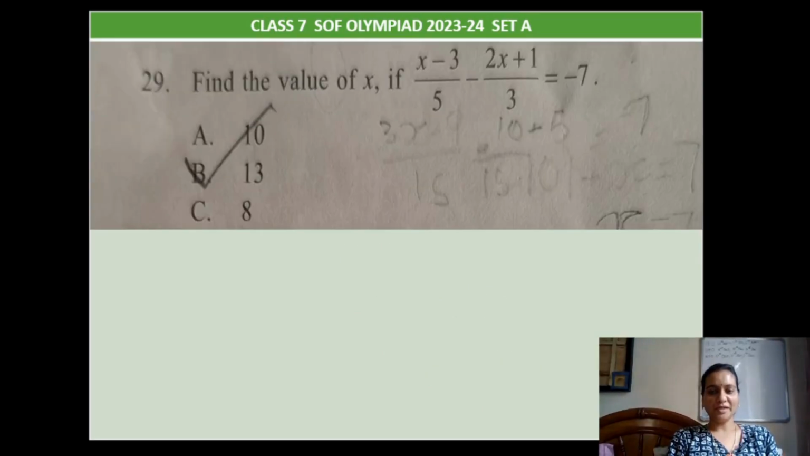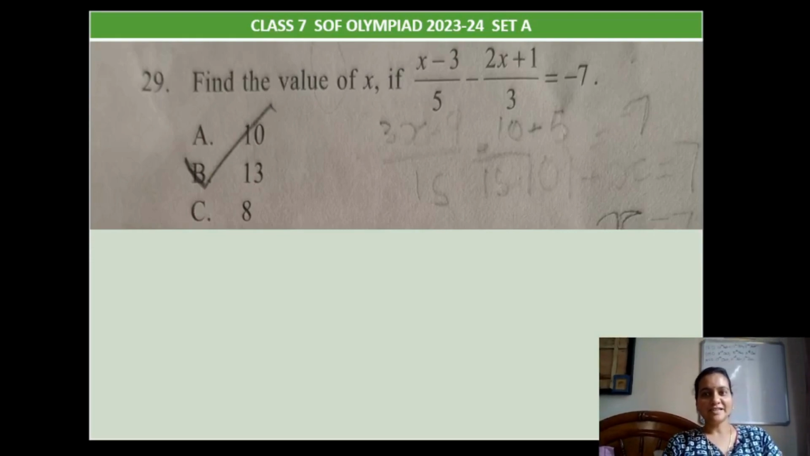Now let's do question number 29. Find the value of x if x minus 3 minus 2x plus 1 by 3 equal to minus 7. So x का value निकालते हैं. First we will write down the expression given.